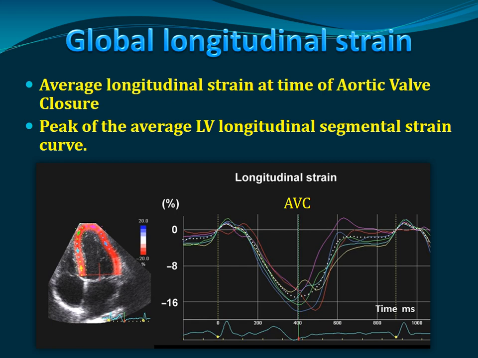One measure that has become the most stated by all the studies is what we call the global longitudinal strain, which is the average of longitudinal strain at time of aortic valve closure. We measure the peak of strain, or the number that crosses at the timing of AV closure, and we get a peak that is meaningful about what is contributing to systole in these patients.